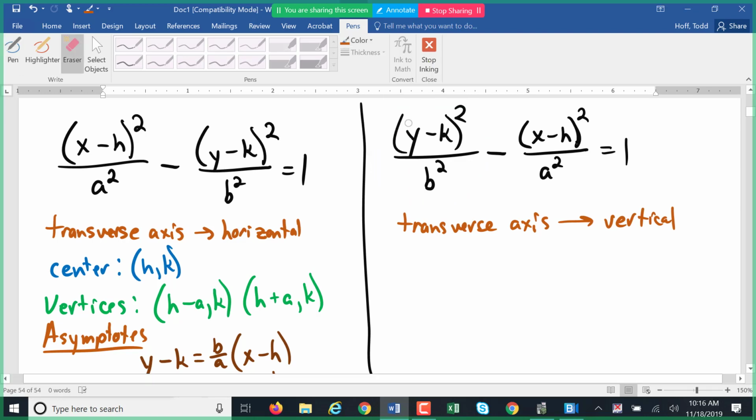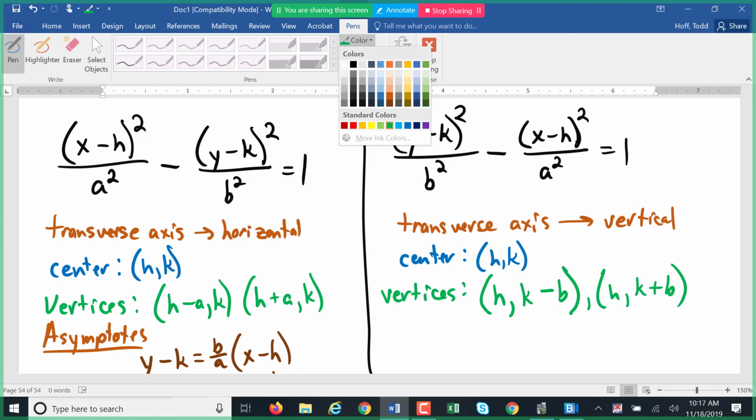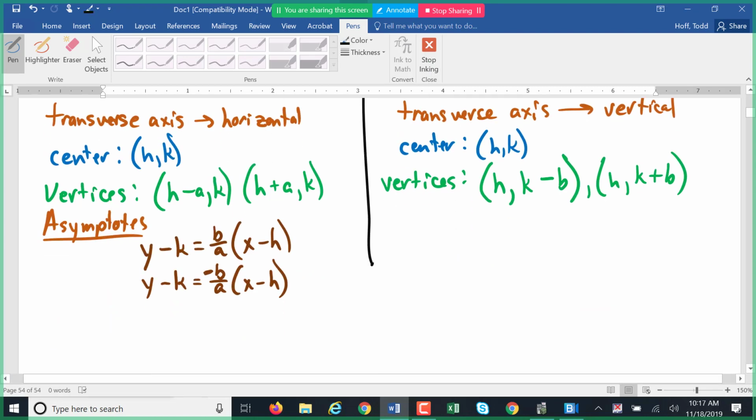The center doesn't change. Center is still at (h, k). The vertices do change, however. Now from the center, the x-coordinate doesn't change, the y-coordinate does. We go from (h, k minus b) to (h, k plus b) as the coordinates of our vertices. And our asymptotes still have the exact same equations, so I'm not going to rewrite those again.